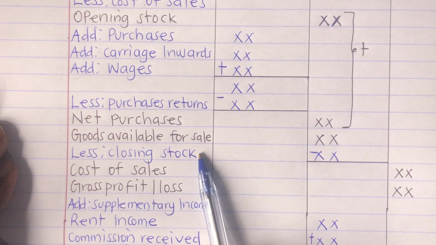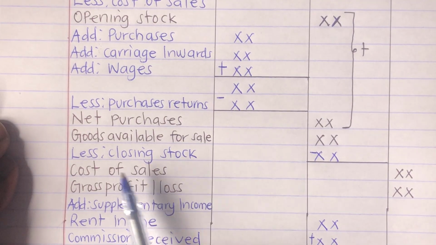Closing stock is that remaining stock in the business unsold at the end of the year. This is 2025. When the year is ending, the stock left unsold is called the closing stock. The business is closing and the year is ending, but some stock has remained unsold. That stock is called closing stock.